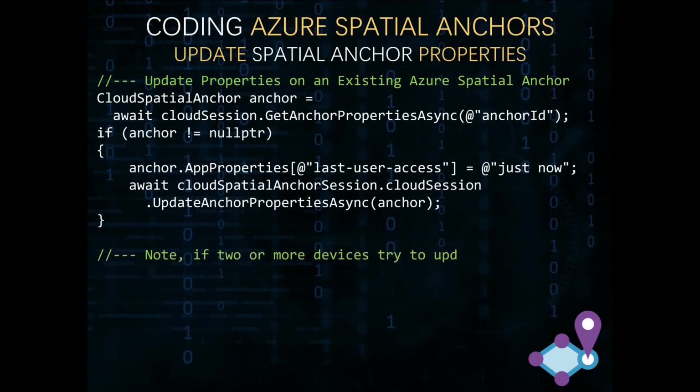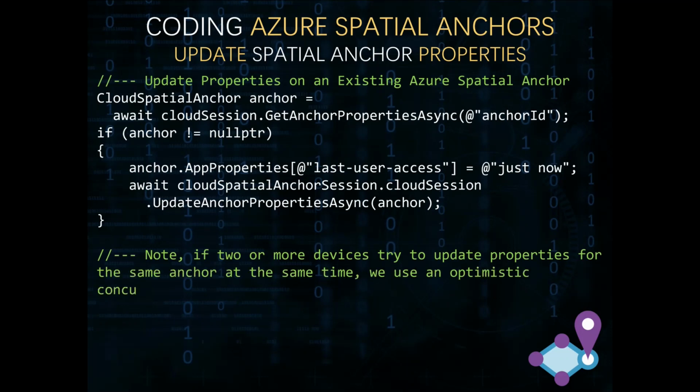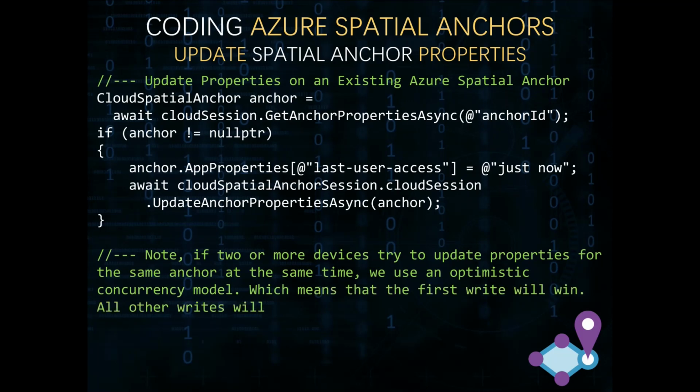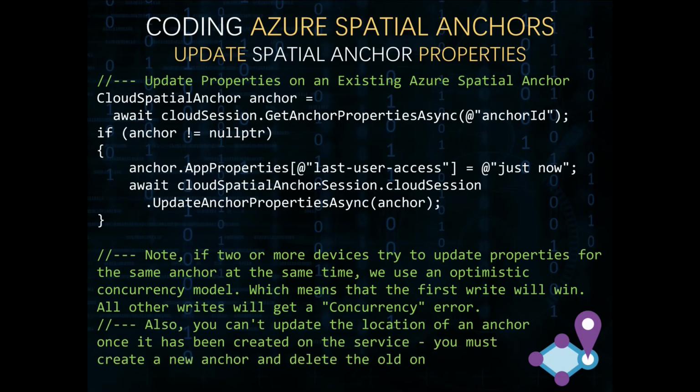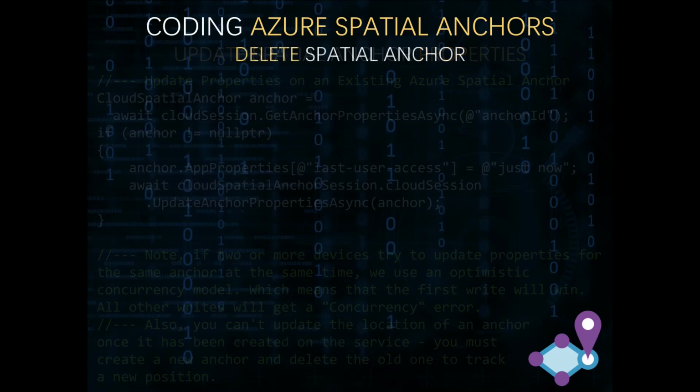Note, if two or more devices try to update a property at the same anchor, we will use an optimistic concurrency model, which means basically first one in wins, and then we'll get a concurrency issue, basically telling the user that there was an error if the second one tries to update it. Also, you can't update the location of an anchor once it has been created. What you do is you must create a new anchor and delete the old one. So because you have that spatial anchor information, it's not a big deal at this point in time. You just basically update. You delete it, add a new one, add new properties.